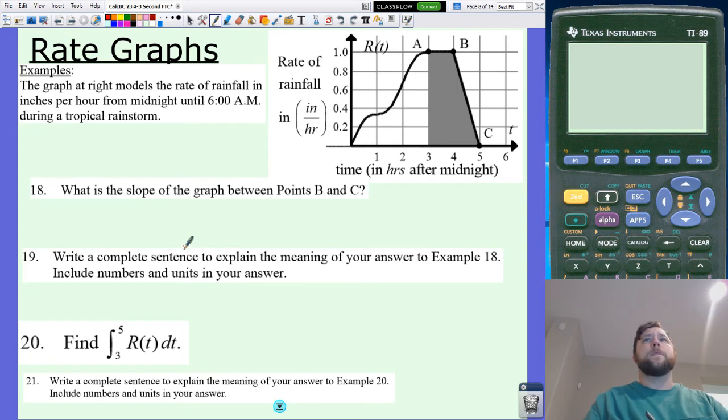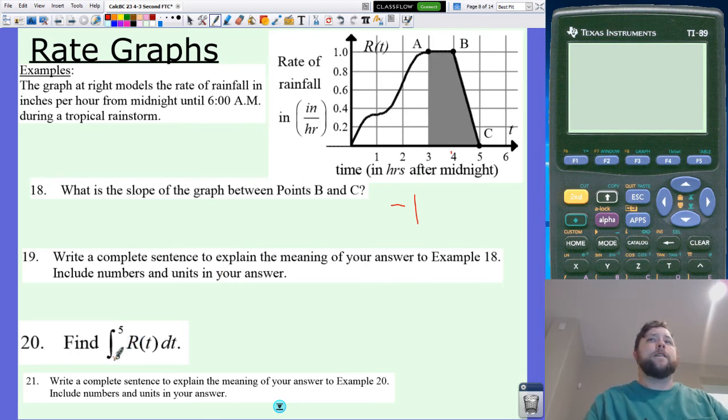All right. What is the slope of the graph between B and C? Well, the slope of the graph is rise over run. So you go down 1, careful of your scale, and then over 1. So it's a -1 slope. Write a complete sentence to explain that. The rate of rainfall is actually changing at -1 inches per hour squared. Think of it like acceleration now. So it's changing at -1 inches per hour squared.